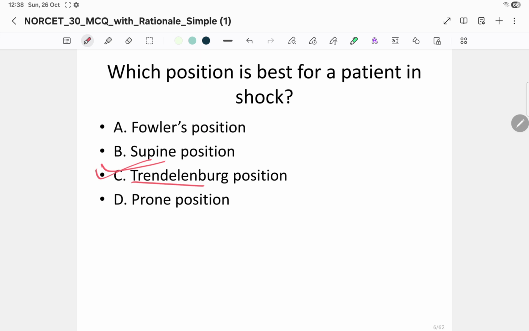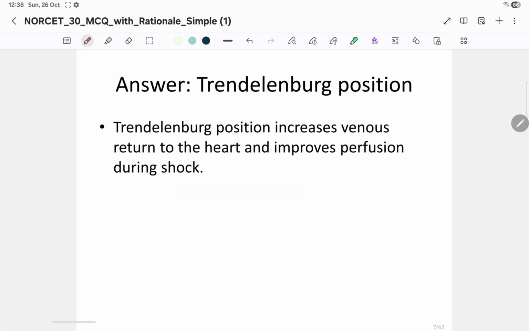The patient is placed on their back, supine, and the bed or table is tilted so that the patient's head is lower than the feet. Patient's head lower than the feet. This Trendelenburg position will increase the venous return to the heart and it improves perfusion during shock. That's why this Trendelenburg position is given during shock.